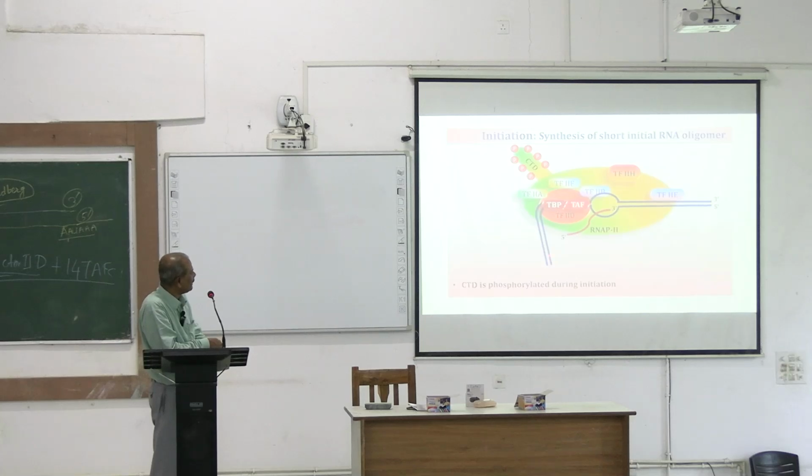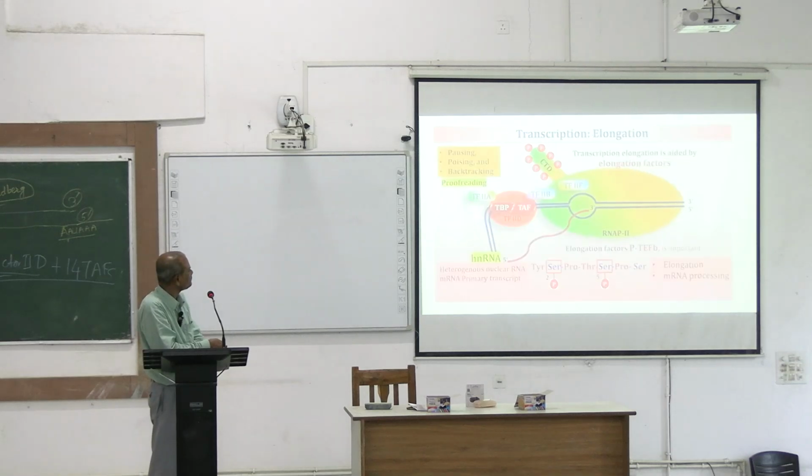Now elongation will start. The CTD is phosphorylated; remember, the CTD requires phosphorylation for RNA polymerase II to be active. So elongation will take place during the elongation phase. Why is there so much delay, only 10 to 20 to 30 nucleotides per second? Proofreading is one important part.